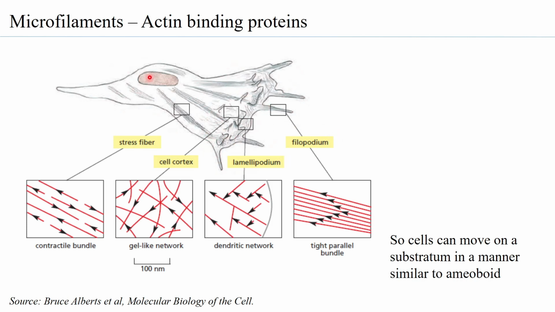So for example, where you have stress fibers, where the cell is taking the stress because of the movement, you can see how the actin is arranged parallel to each other, while here, where it is acting as a shock absorber, you will find that it is present as a network, and so it becomes a gel-like network. Because it is gel-like, it is able to face compressive and tensile forces.